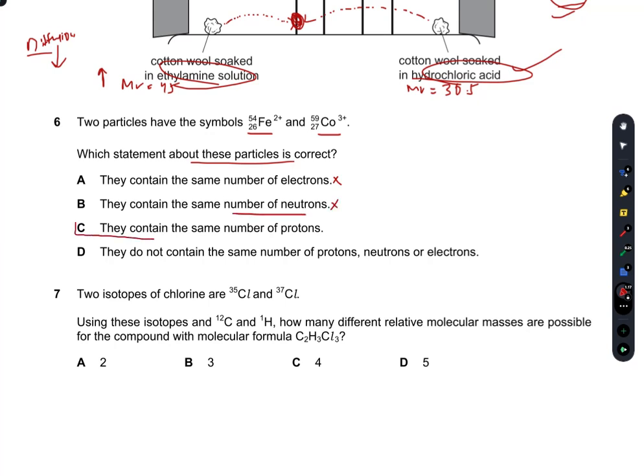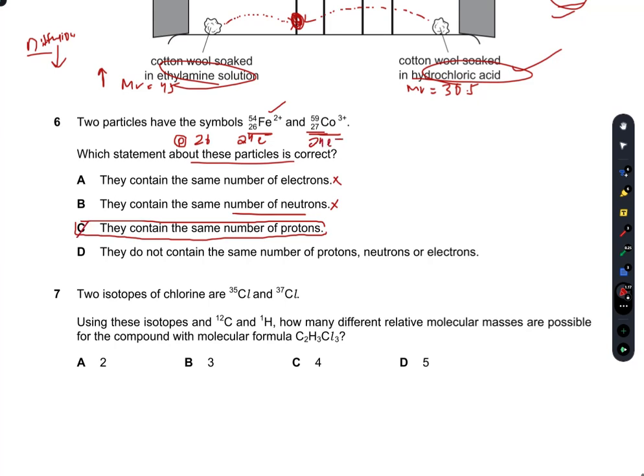They contain the same number of protons. Yes, this ferrous ion loses 2 electrons, so it is left with 24 electrons and 26 protons, whereas this cobalt atom here has an Mr of... whereas this cobalt atom also has 24 electrons.